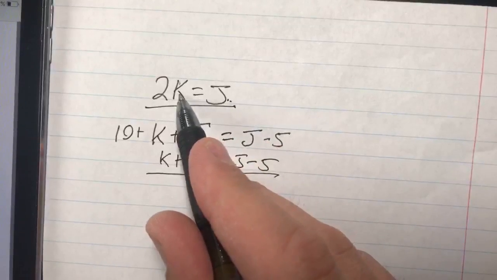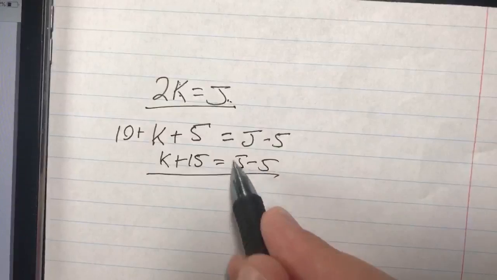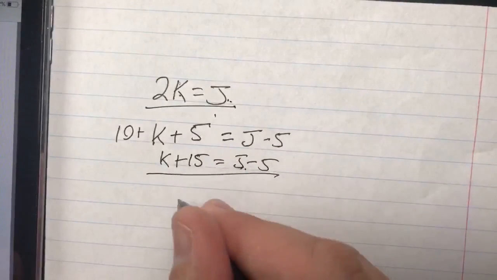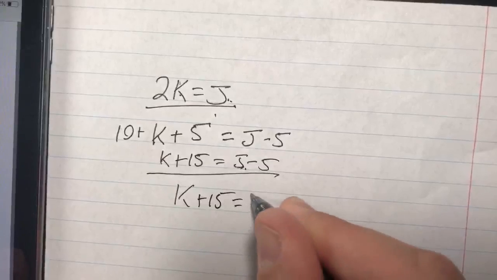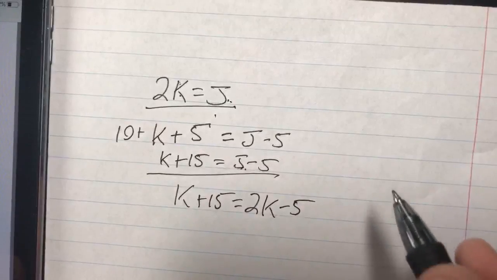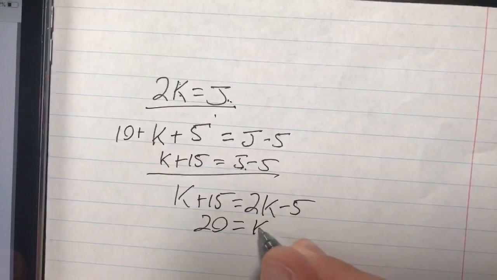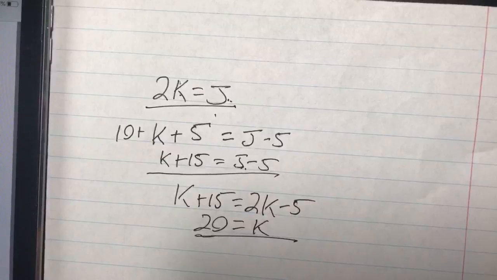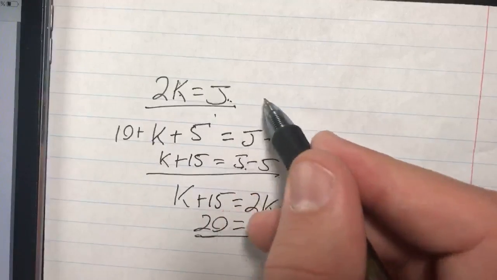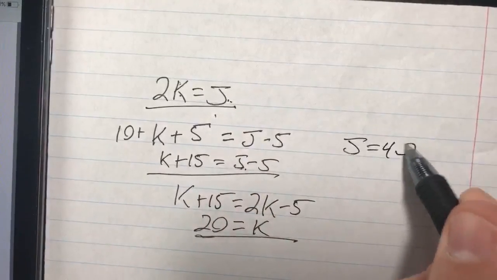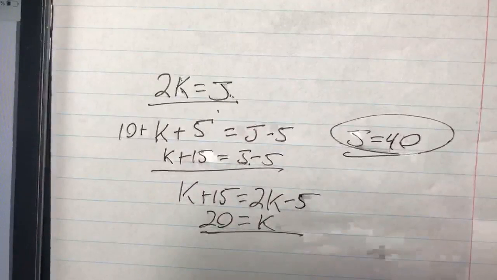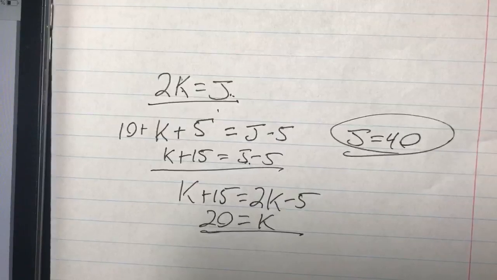Now we know that J equals 2K. So wherever I see a J, I can throw in 2K. So let's go ahead and do that. So we have K plus 15 equals 2K minus 5. So then I'm going to bring this over here and this over here. So 20 equals K. That's how many marbles Kiko has. And if Jenny has twice that amount, that means Jenny has 40 marbles. Does that make sense? Yeah. Okay, cool. Let's do another one of these similar name game type things.